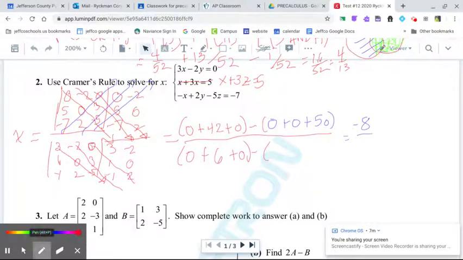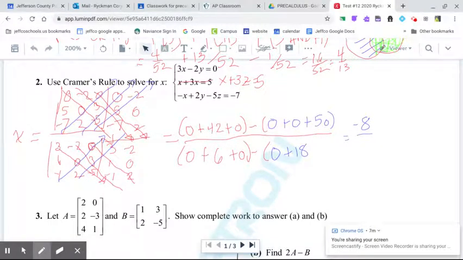Now up to the right. Negative 1 times 0 is 0. 2 times 3 is 18. And negative 5 times 1 times negative 2 is 10. So I get 6 minus 28. Just checking my work. 6 minus 28 is negative 22. Negative 8 over negative 22 is 4/11.